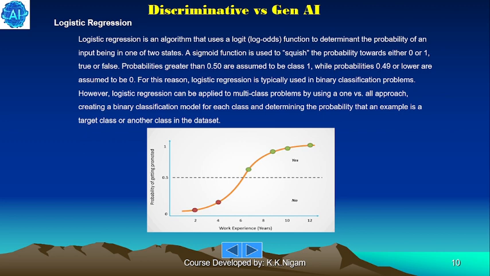However, logistic regression can be applied to multi-class problems by using a one versus all approach, creating a binary classification model for each class and determining the probability that an example is a target class or another class in the data set.